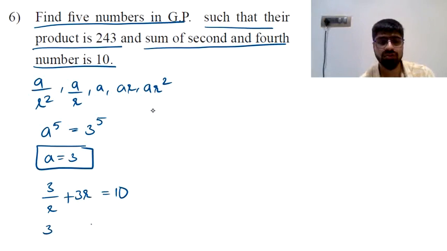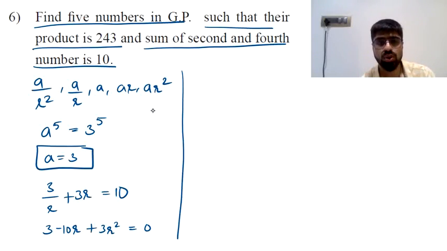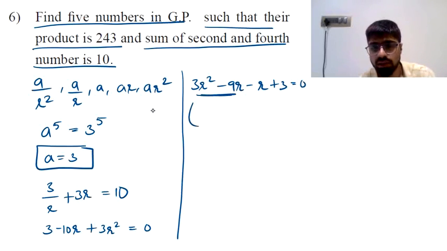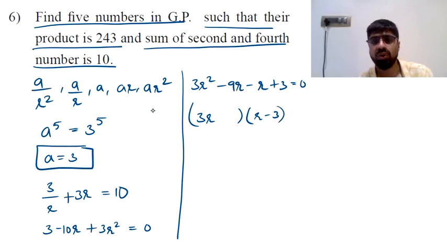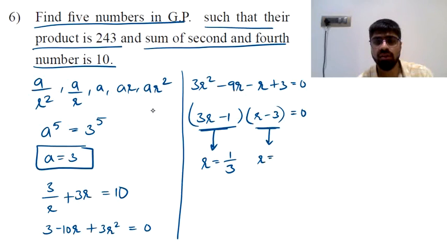Multiply throughout by R, so you have 3 plus 3R square equals 10R, and that 10R also goes on the left. So on the right hand side you are left with a 0 and here you get a minus 10R. Try to factorize it, so you will have 3R square, then you will have minus 9R minus R plus 3 is equal to 0. So from the first two terms, you can pull out a 3R common, and with that you will be left with R minus 3, and from here you can pull out a minus 1 common, and the final factorization will give you the two brackets here. If this is equal to 0, then R will be 1 upon 3, or if this is equal to 0, then R will be equal to 3.